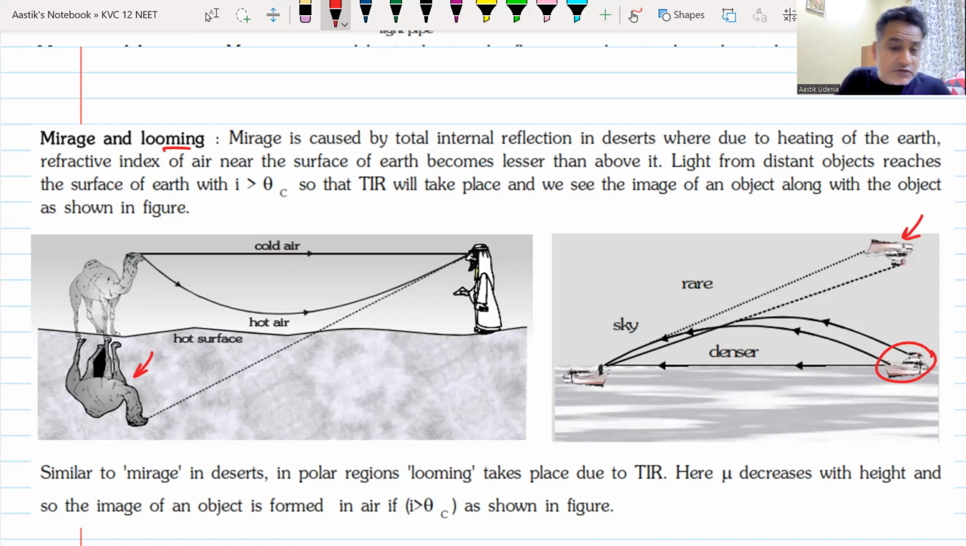This is all that we need to know about TIR, total internal reflection. When does total internal reflection happen? Yes, question. When does TIR happen? I'm asking you a question. Mirage and looming. When does TIR happen?